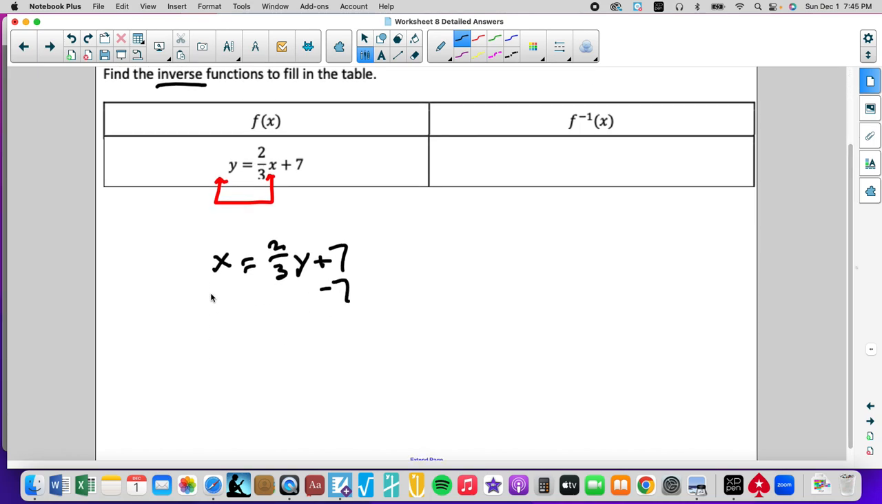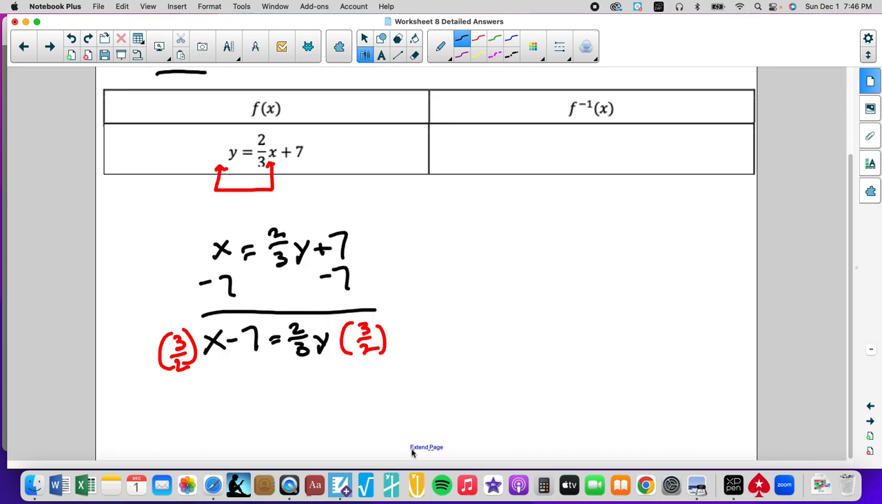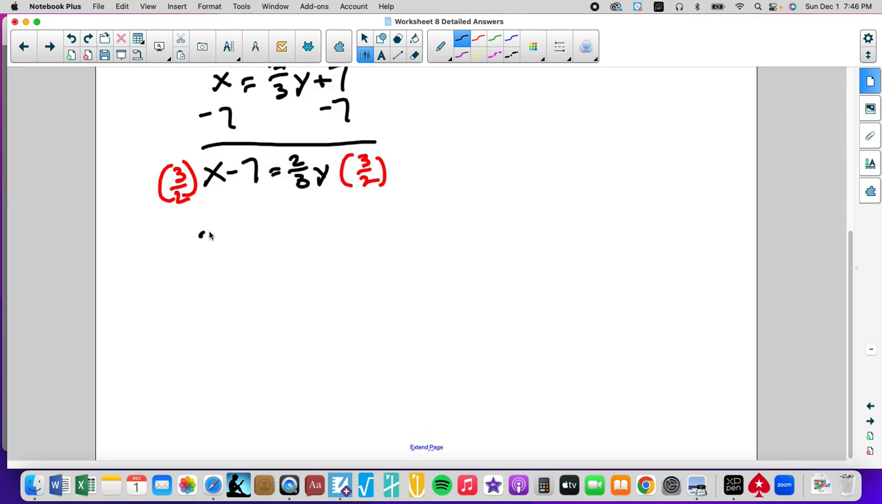So we're going to subtract 7 first. We get x minus 7 equals 2/3 y. We'll multiply by the reciprocal, 3/2. And we would get something. There's a couple of answers you can do. You get 3x minus 21 over 2. So we distribute 3 times x, 3 times 7, -7, and then we have the denominator there because they'd have the same denominators. So you can have that.